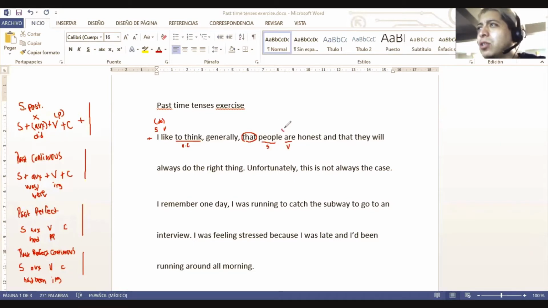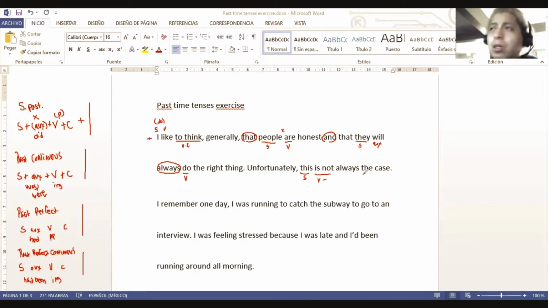This doesn't have the auxiliary because it's the verb to be in the simple present. You never use the auxiliary. Are honest, and this is another connector, that they, this is the subject, the auxiliary will, an adverb, which doesn't really count, and a verb in the base form: that they will do the right thing. Unfortunately is just an adverb, an introduction. This is not always the case. This is the subject, and the verb with the negative is the verb to be, is not or isn't, and then it's the complement. So this is just the introduction to the story.